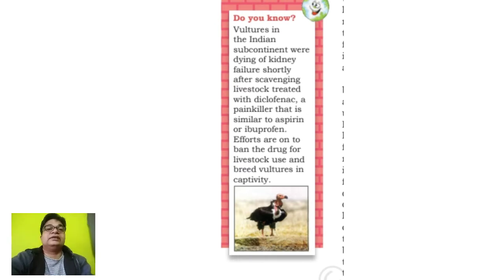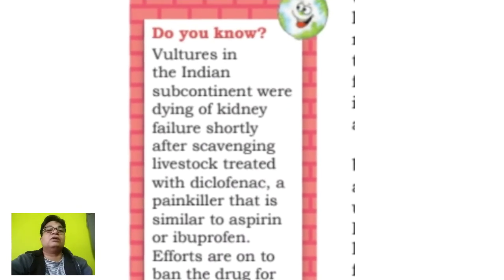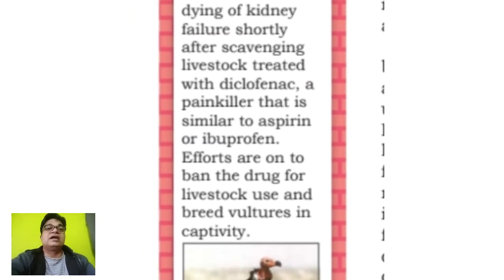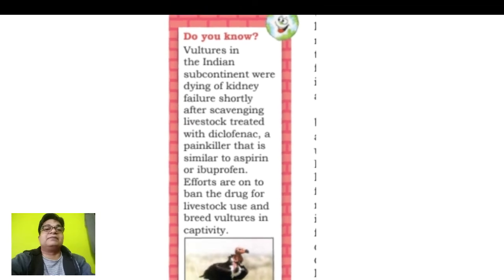Now, in this section we are going to read about one of the problems. Vultures in the Indian subcontinent were dying of kidney failure shortly after scavenging. Scavenging means eating livestock. Livestock means other animals treated with diclofenac. Diclofenac is a painkiller, similar to aspirin or ibuprofen. Efforts are on to ban the drug for livestock use and breed vultures in captivity.